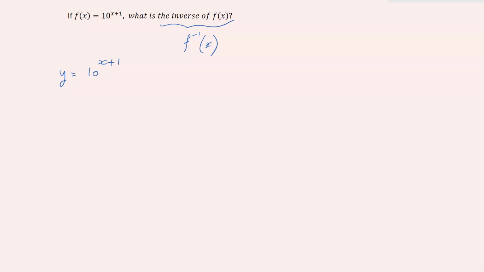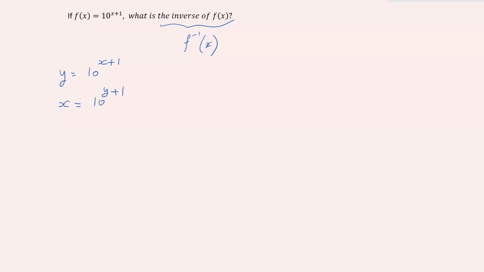So the first thing is that we change it to y, and then we have to switch x and y, because the inverse of the function is always reflected over the line y equals x, the diagonal line. And that's what happens. Okay, we're going to rewrite now.